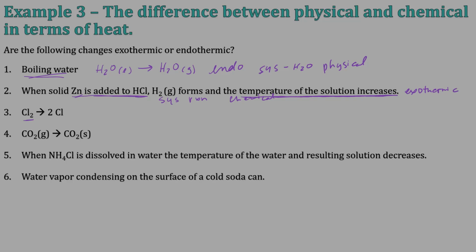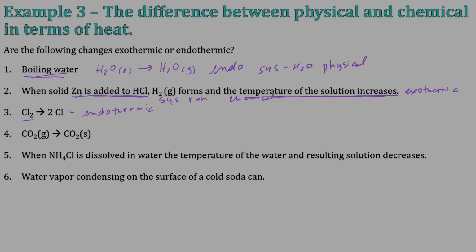So next we have chlorine going to 2 chlorine atoms. And I put this on here because I think it's important to go over. Anytime you're breaking a bond, heat has to be put into it because you have to break something. So it's kind of like if you break a pencil, you have to put energy into it to break that pencil. So this is going to be endothermic. You have to put heat in. So the opposite is true when bonds are made. It's exothermic. It releases heat.